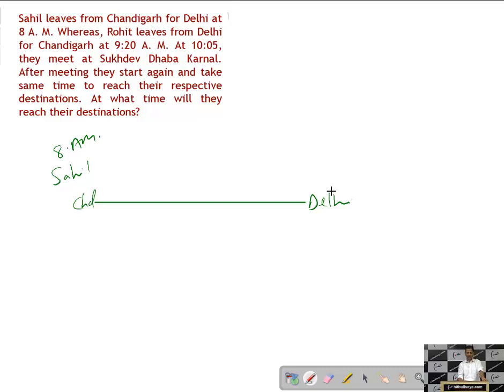Whereas Rohit leaves from Delhi for Chandigarh at 9:20 a.m. At 10:05 they meet at Sukhdev Dhaba near Karnal. Now you can mark the point near Karnal. At 10:05 they meet at Karnal. After meeting they start again and take the same time to reach their respective destination.